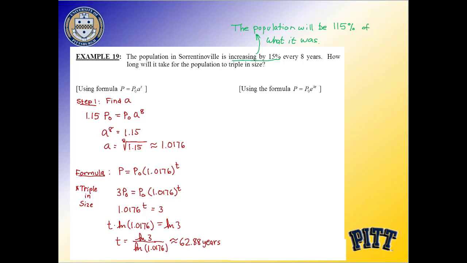Just as a side note, when I was at this step right here, I could have also said, to go to the next step, that the log base 1.0176 of 3 equals t. Well, then I would use my change of base formula, and I would still get something along the lines of natural log 3 over natural log 1.0176, or log 3 over log 1.0176. You still get the same amount. Doesn't matter.